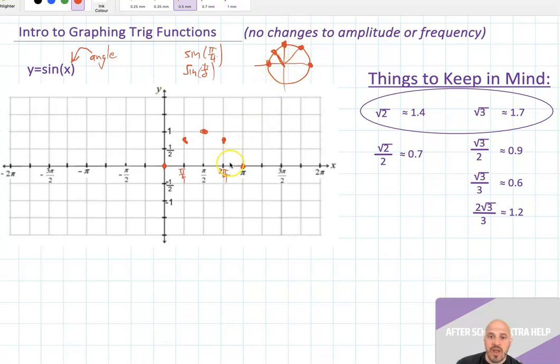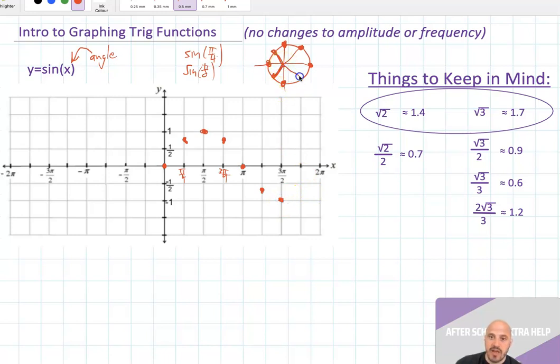I'm going to keep going around, and you're going to start to see a pattern here. If you put in 5 pi over 4, you're also going to get one of those root 2 over 2s, but this time it's negative, right? Because you're in your third quadrant. So I get negative 0.7. And then if I go down to negative territory down here, if I go to 3 pi over 2, I'm at negative 1 this time.